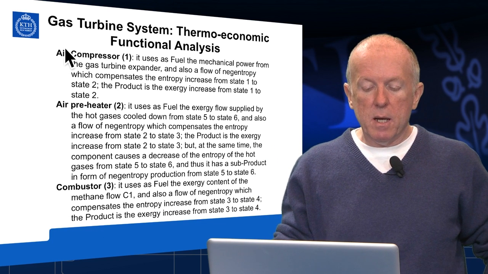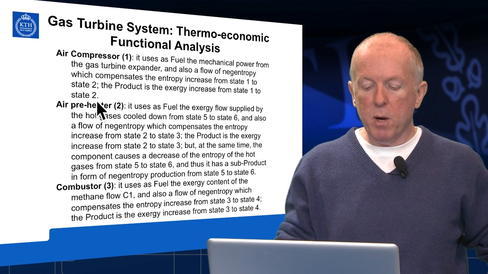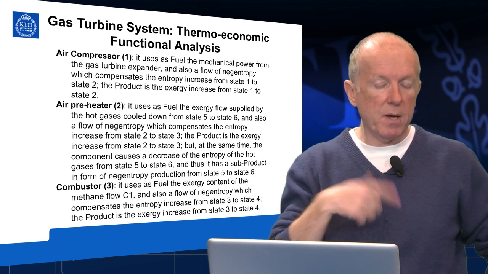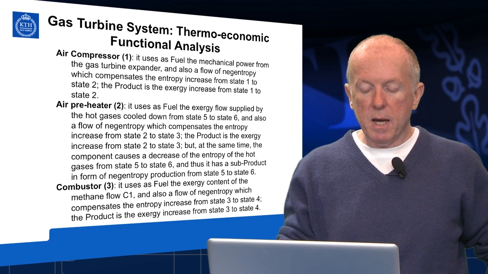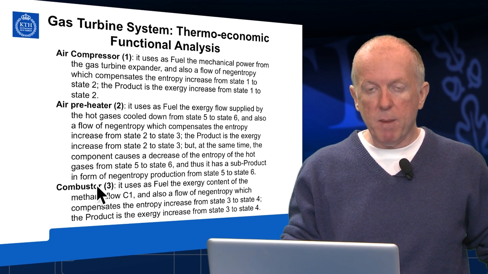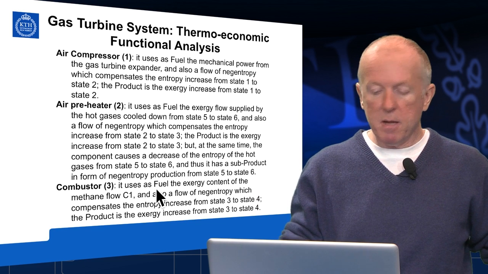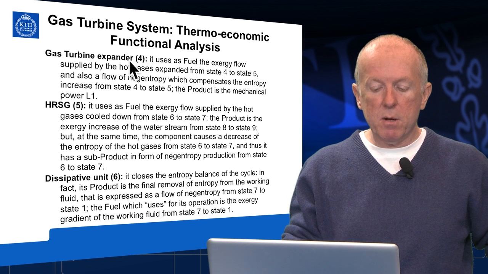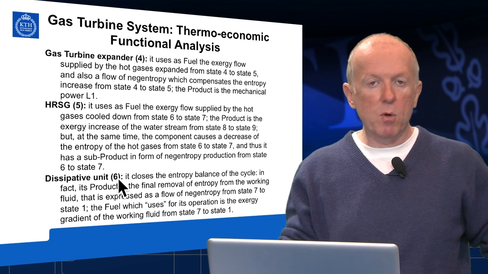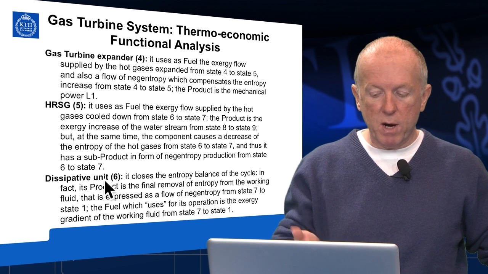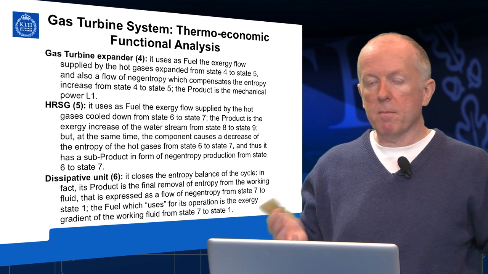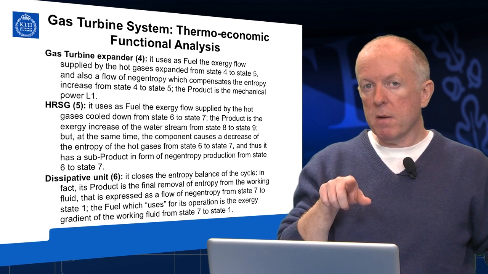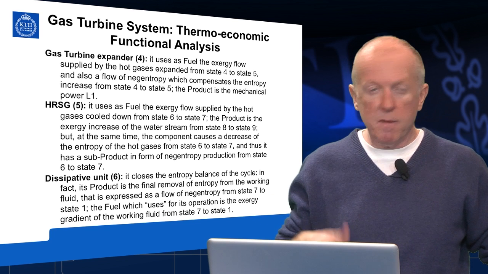In this slide, I only report for every single component the resources in terms of exergy or net entropy and the product in form of exergy and net entropy. So here I list the air compressor, the air preheater, and the combustor. I've already described them, but you can read it again. And in this slide, I report the gas turbine expander, the heat recovery steam generator, and the dissipative unit, which has the role of the condenser. So for every one, there is the resource flow in form of exergy and net entropy, and the product in form of exergy and, if it exists, in form of net entropy.